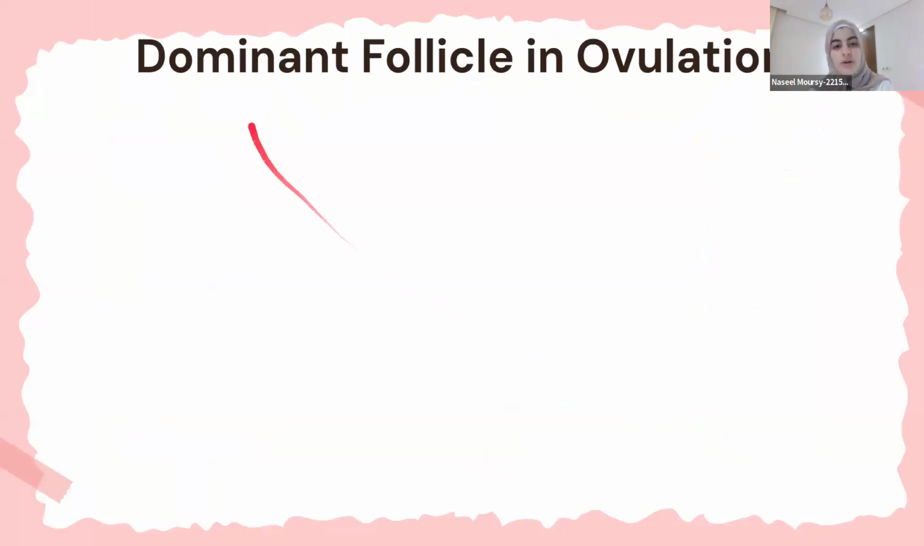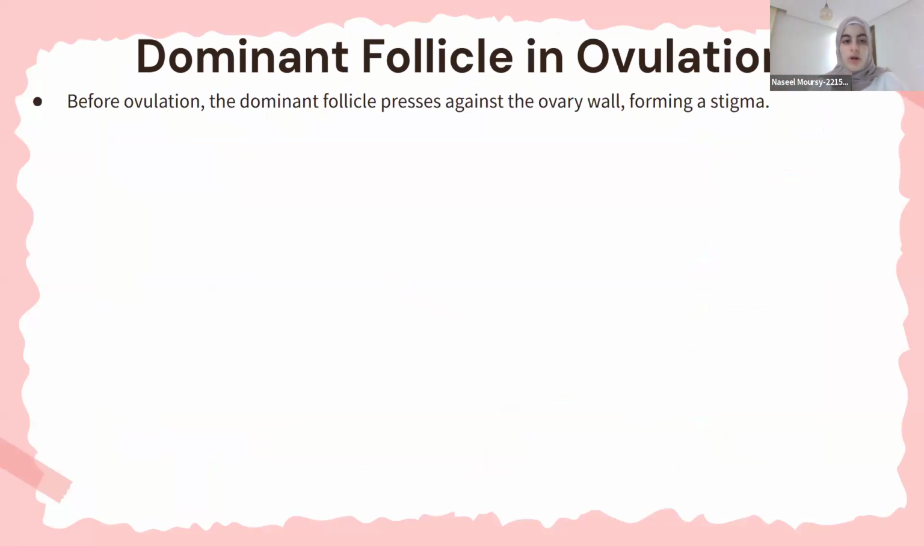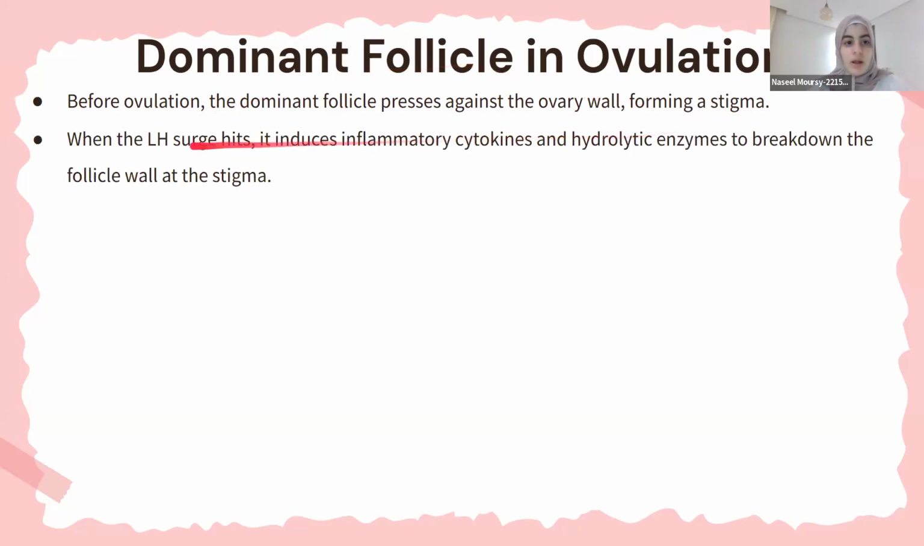So now we talked about the dominant follicle right before ovulation. Now what happens to it at ovulation? Obviously you're left with the corpus luteum, but how do the changes happen? So before ovulation, the dominant follicle presses against the ovary wall, forming a stigma. Then, when the LH surge hits, it induces inflammatory cytokines and hydrolytic enzymes to break down the wall at the stigma.